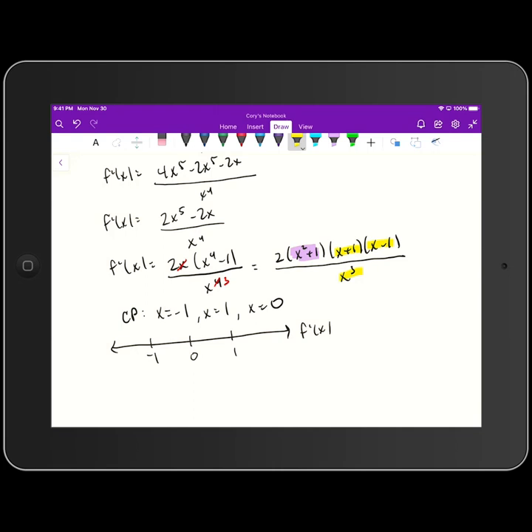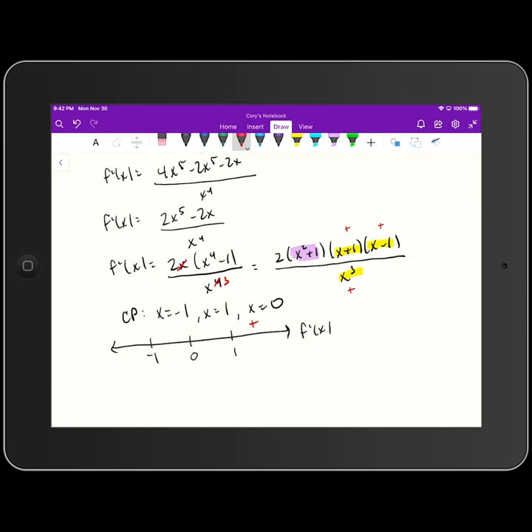So if I pick a value bigger than 1, let's say I pick 2, this factor on top will be positive, this factor on top will be positive, and the factor on bottom is positive. So we have a positive numerator divided by a positive denominator. So that first interval from 1 to infinity is going to be positive.